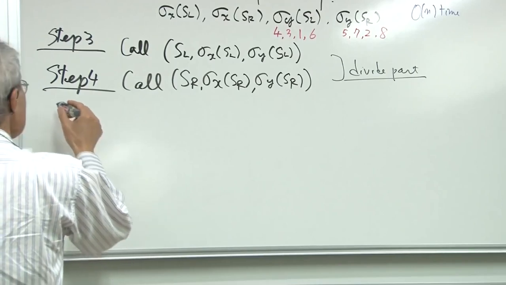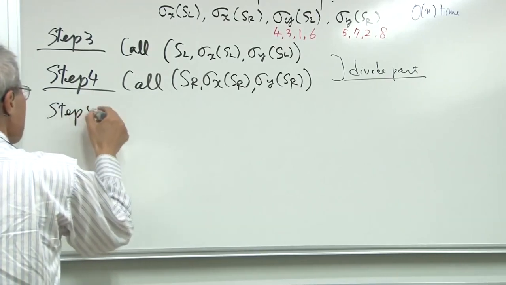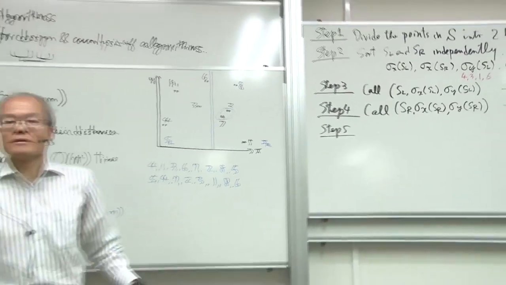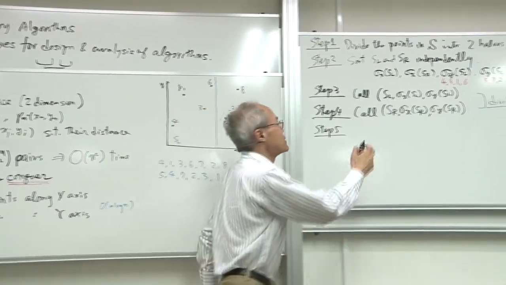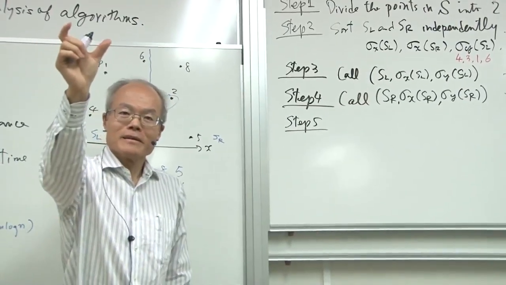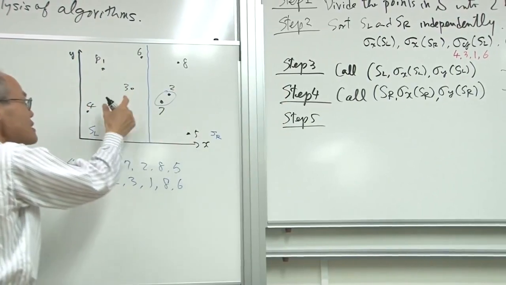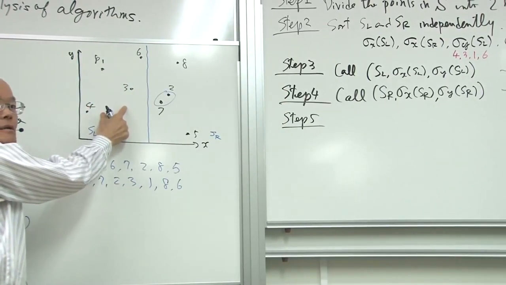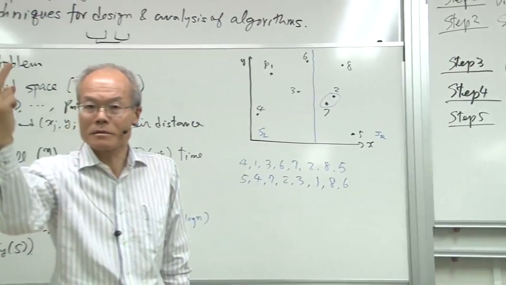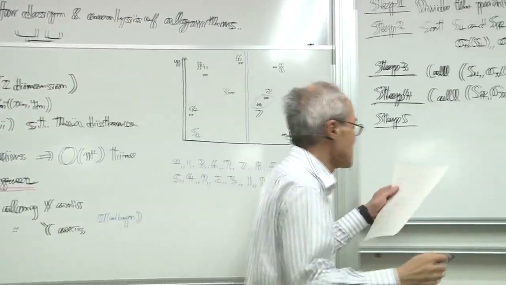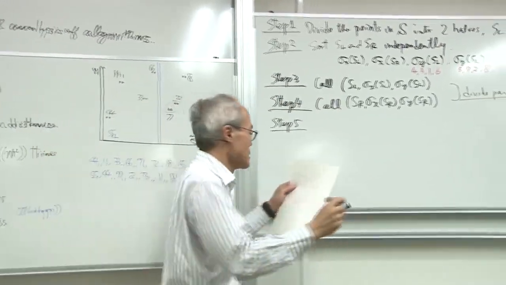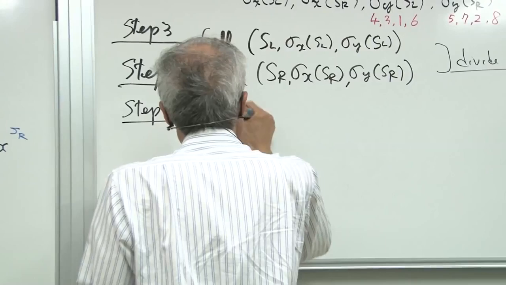Now step 5. So we get two answers from step 3 and step 4. We have the closest pair from this side, and the closest pair from this side. We have two answers. Then let's select the better one, just the better one.